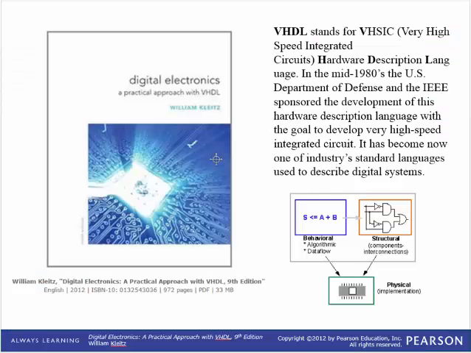So moving on. This is our textbook, Digital Electronics, A Practical Approach with VHDL by William Kleitz. So VHDL is a hardware description language. That's what it stands for. But basically, you're able to take the function on integrated circuits and describe it with a software language instead. In this course, we will be doing both.